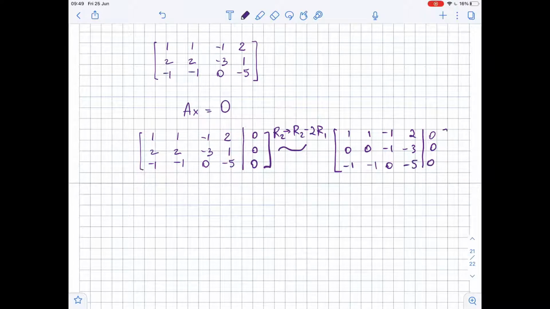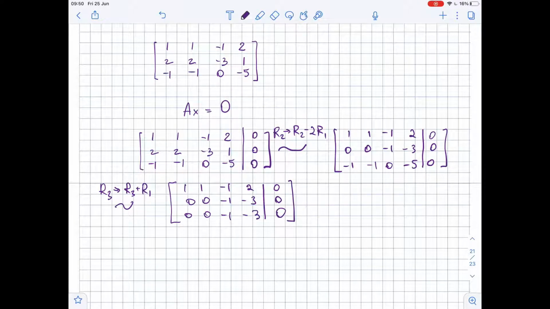Our next step is we add row 1 to row 3. So instead of row 3, we will get row 3 plus row 1. And here our matrix looks like 1, 1, negative 1, 2, 0, 0, 0, negative 1, negative 3, 0. And here we get 0, 0, negative 1, negative 3, 0.